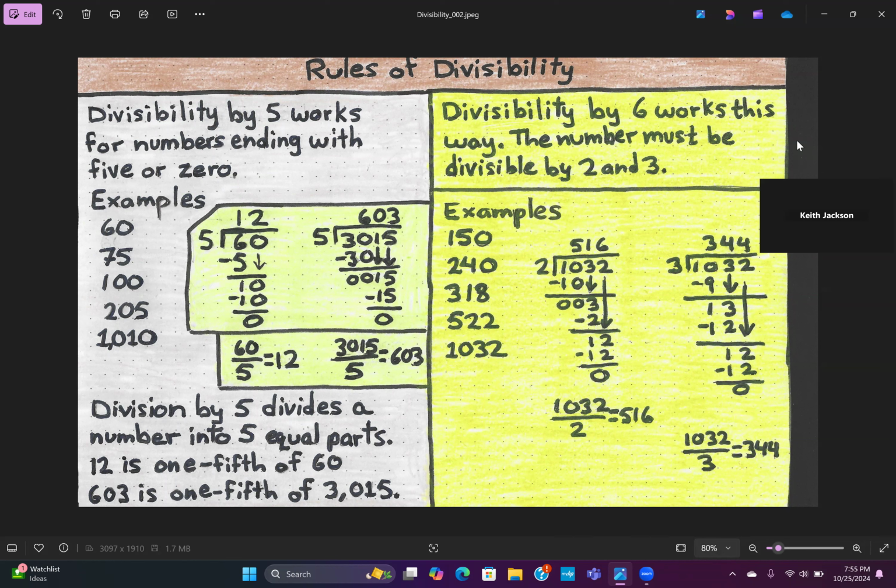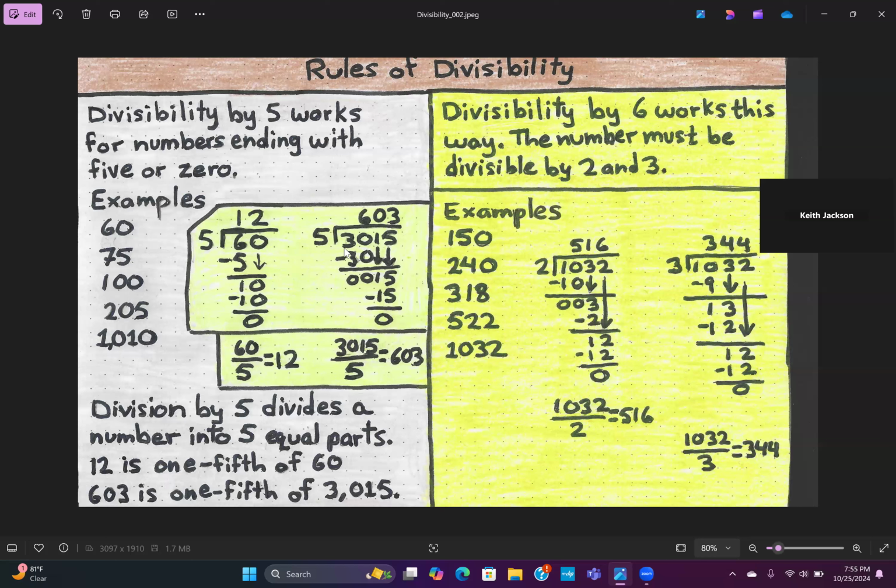When we divide a number by 5, all it has to do is have these two characteristics. It can either end in 0 or it can end in 5. And 5 can divide into those numbers evenly, as we'll see in these two cases. We know that 60 divided by 5 will give us 12, and we do know that 12 is 1/5 of 60, because again, dividing by 5 would divide a number into 5 equal parts.